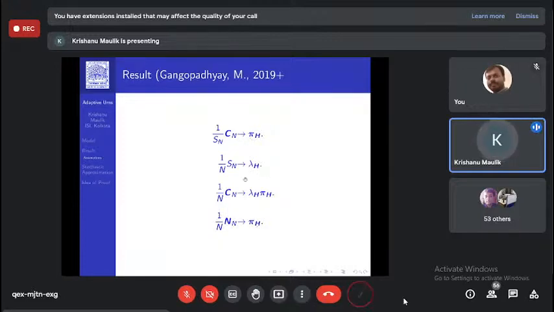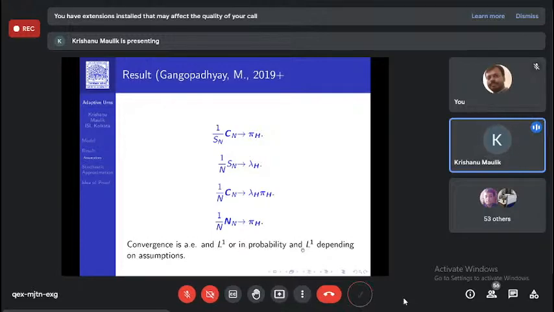And I'm not saying what the mode of convergence is, because as I said, they are all twin results, in the sense that convergence will be both almost everywhere and L1, or in probability and L1, depending on whether you make the almost everywhere assumptions or in probability assumptions. But these are the results that we can obtain. So that will be our contribution. So before we get into further details, any questions here?